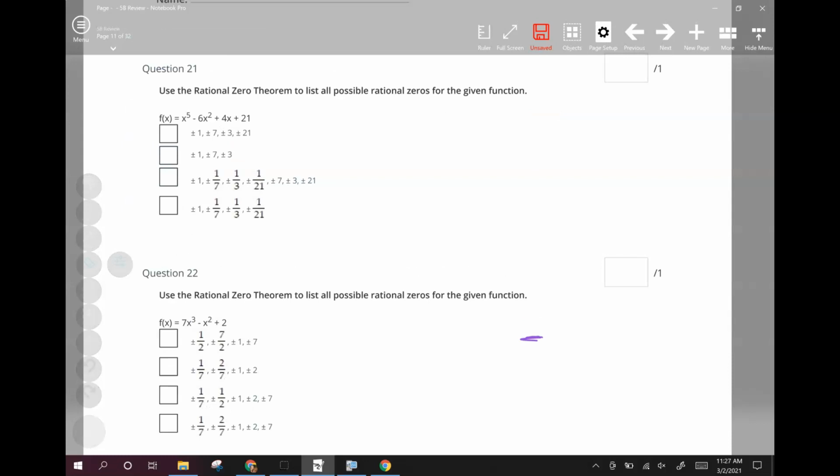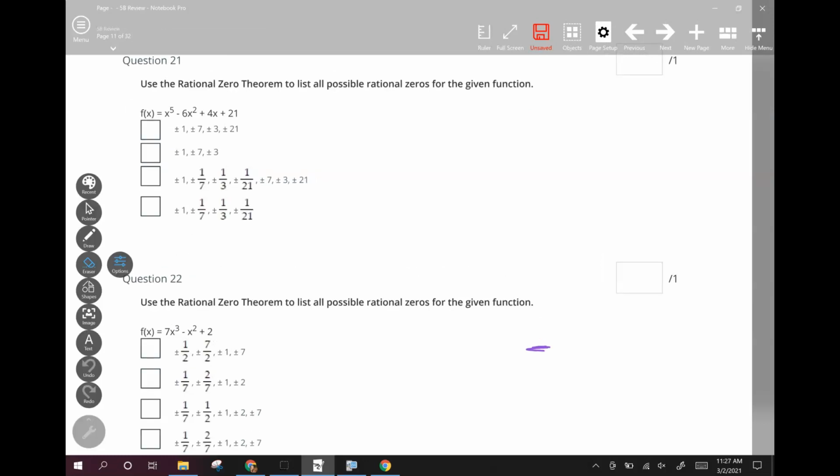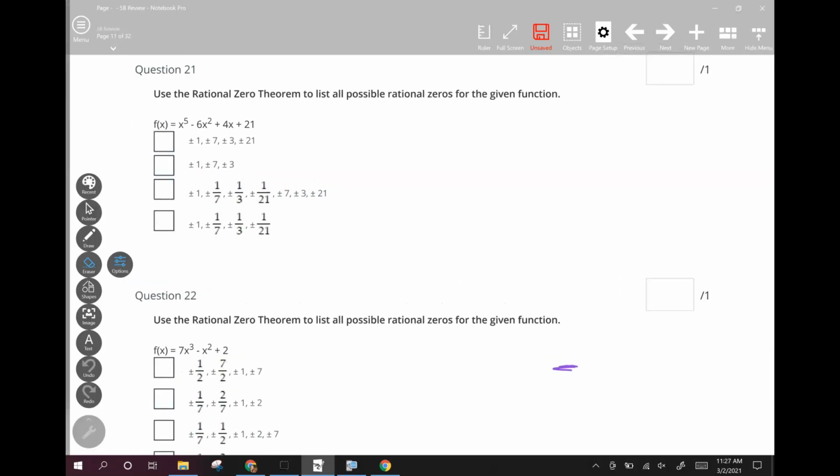All right, let's see 21. Use the rational zero theorem to list all possible rational zeros. So this is where we're going to get our list of p's and our list of q's. And then you want all of your plus or minus p divided by q's. Those are your possible zeros, possible rational zeros for the function.